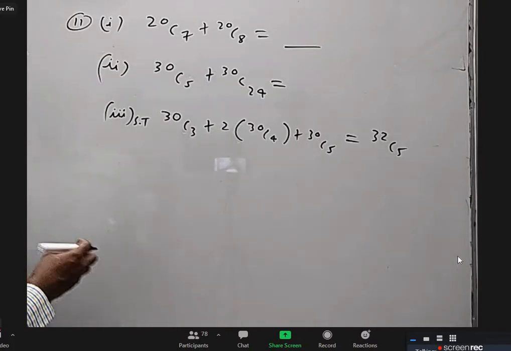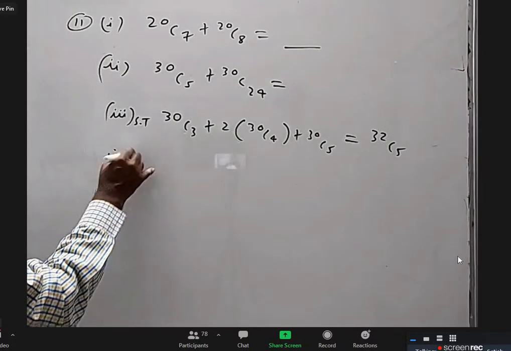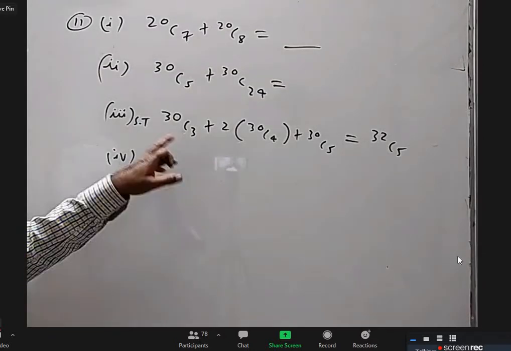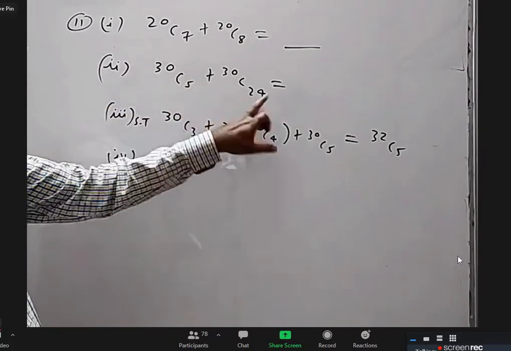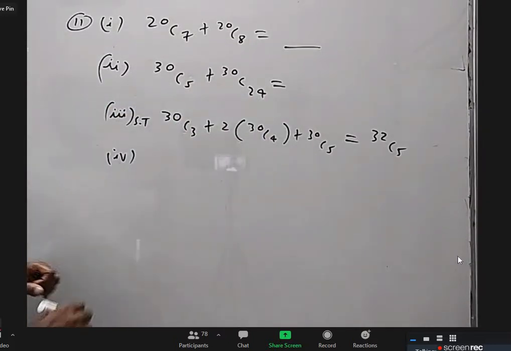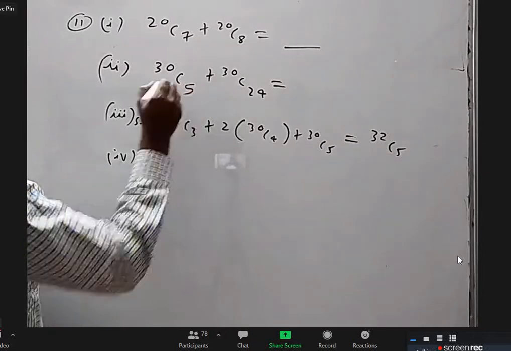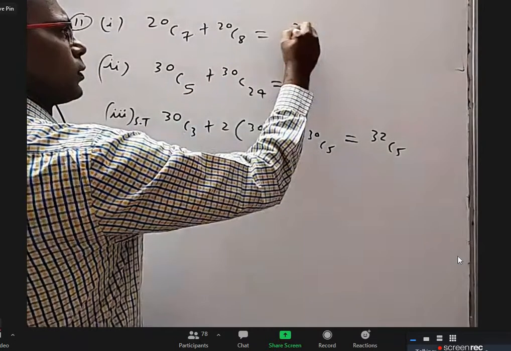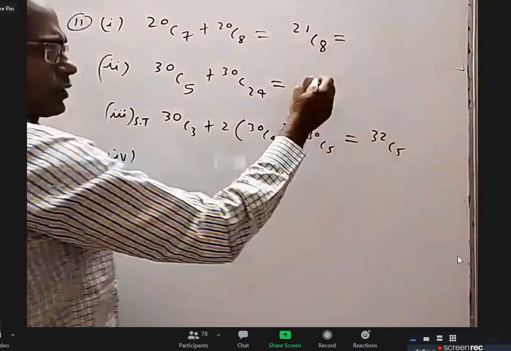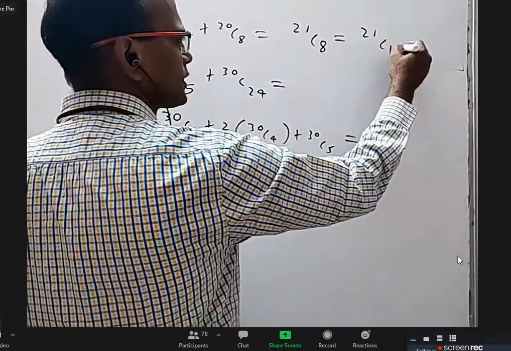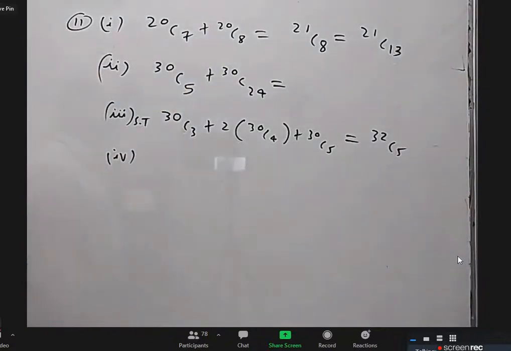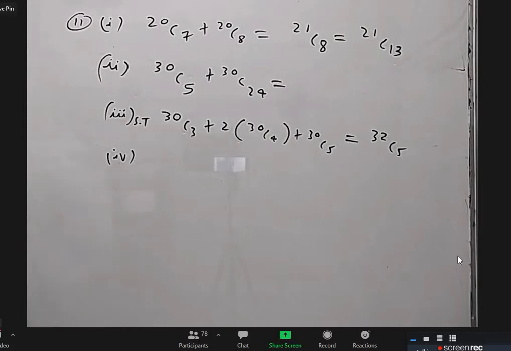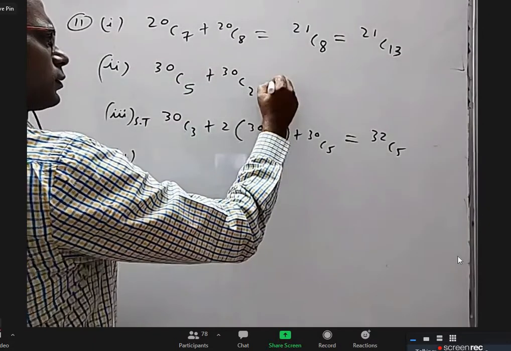30C25 or 30C5, sir? Which one? Second one, 30C5 plus 30C24. Sir, first one is 21C8. Second one is 31C6. Yeah, first one is 21C8. You can even write 21C13 also, because NCR equals NC(N minus R), right? Yes, sir. Second one is 31C6.